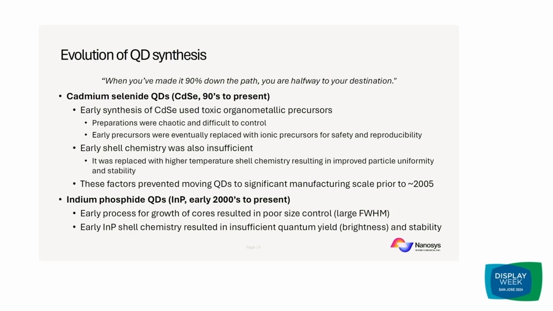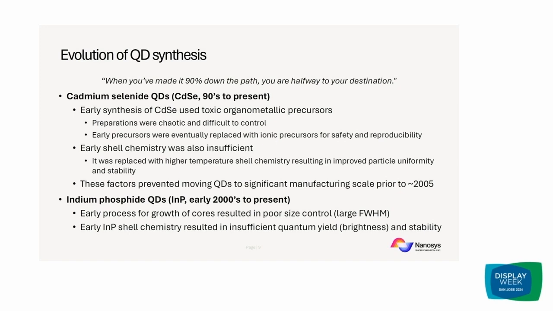So for cadmium selenide, the early syntheses that were out there typically relied on toxic and highly reactive organometallic precursors. One of the common ones that was used in those initial works was dimethylcadmium. And they were successful in providing the reactivity necessary to generate crystals at lower temperatures, but the extreme reactivity of those precursors typically led to reactions that were difficult to control. A major advance in the synthesis of these came as those early precursors were replaced with ionic species, and that led both to greater reaction safety and also greater reaction control.